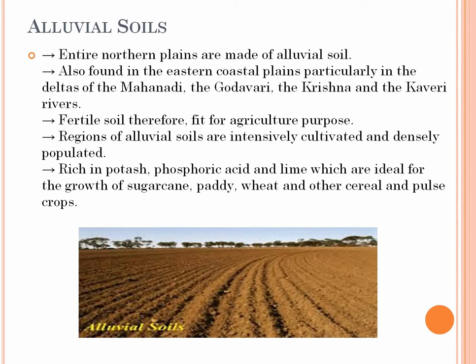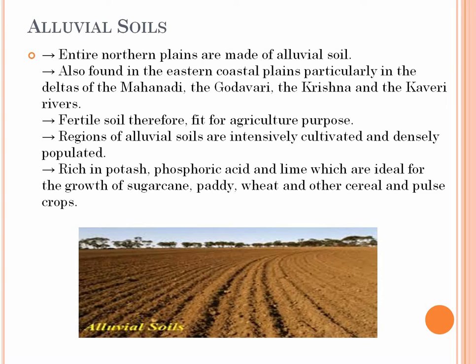And you all know the perennial rivers, you read in ninth, perennial rivers which flow in the Himalaya, the 3 major rivers, Ganga, Brahmaputra and Indus, which bring the alluvial soil into the northern plain. And the northern plain is always rich, fertile land, which can grow anything like sugarcane, rice, oil seeds, many things. So we see that first, alluvial soil. The entire northern plains are made of alluvial soil.